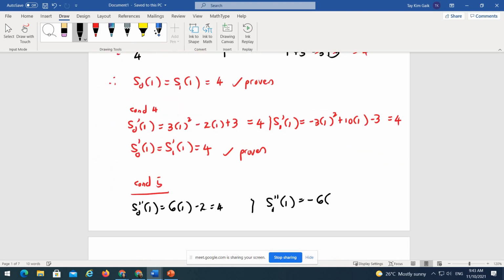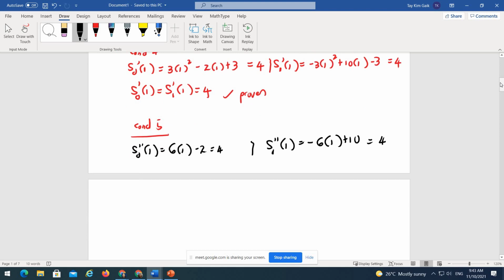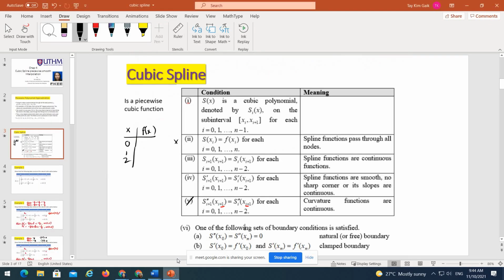Negative 6, so x is 1 plus 10. 10 minus 6 is 4. Again, you managed to show that the second derivative of S0 when x equals 1 is equal to the second derivative of the S1 function when x equals 1, equal to 4. So this is proven. So conditions 3, 4, 5 are proven.